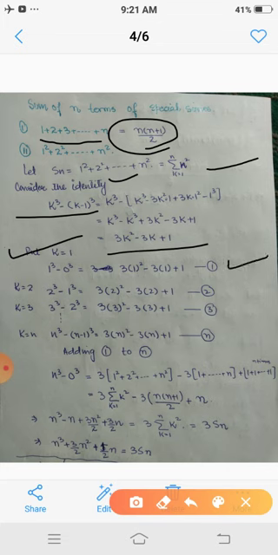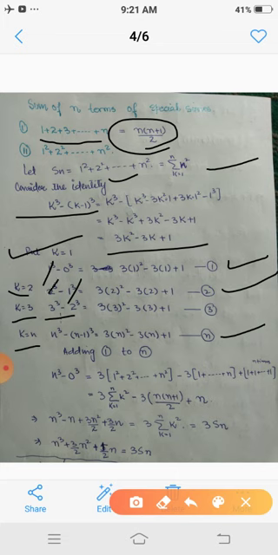Name it equation first. If we put k equals 2, it is 2 cube minus 1 cube, which is 3 into 2 square minus 3 into 2 plus 1. Name it second. For k equals 3, it is 3 cube minus 2 cube, of this same form. Similarly, k equals n gives n cube minus n minus 1 whole cube equals 3 into n square minus 3 into n plus 1. Name it equation n.